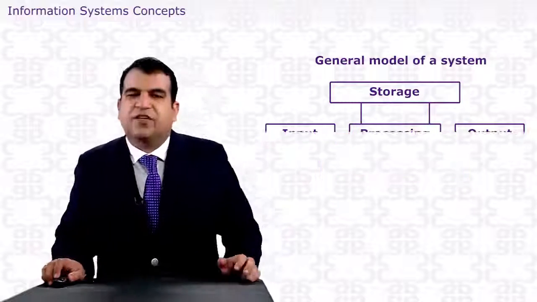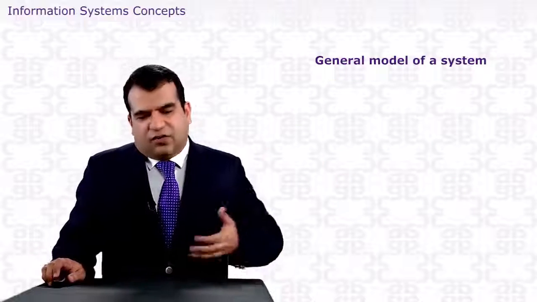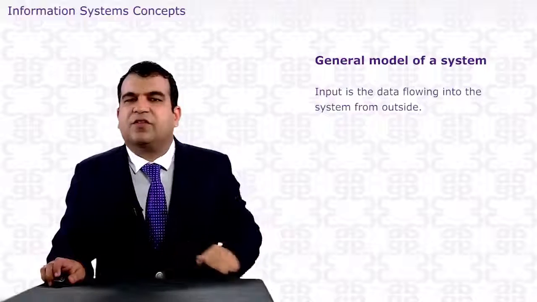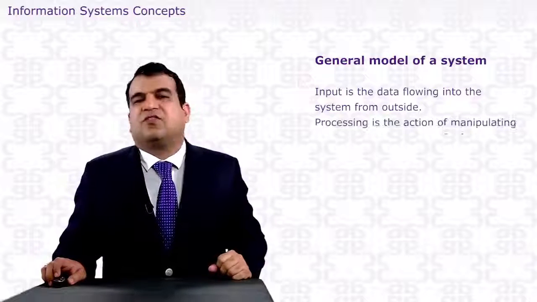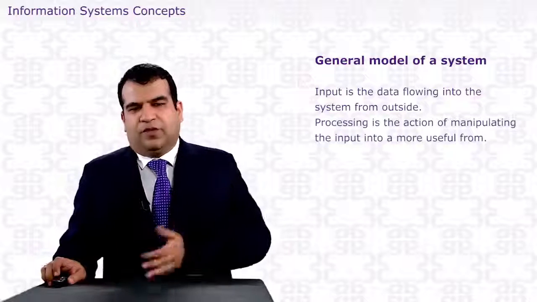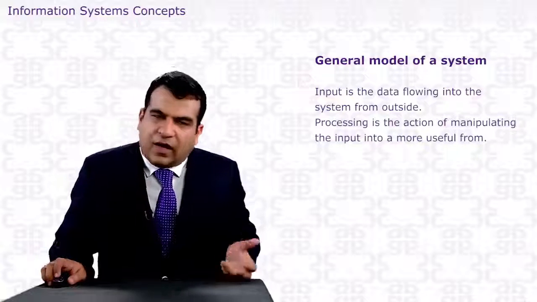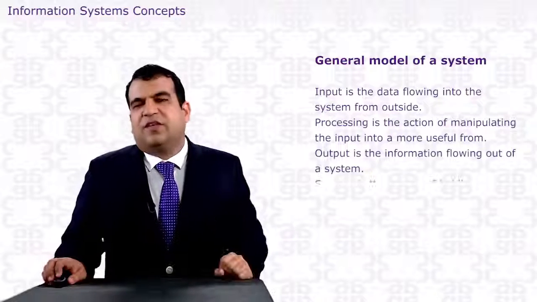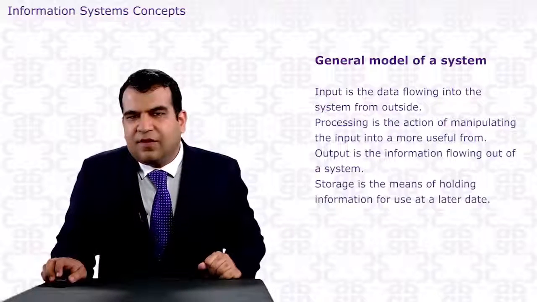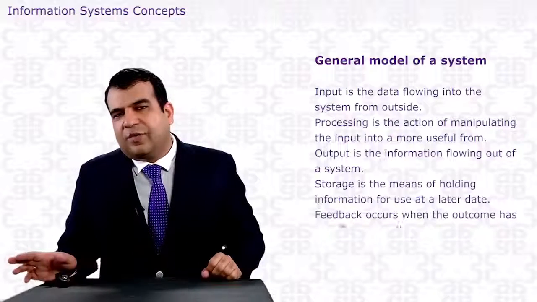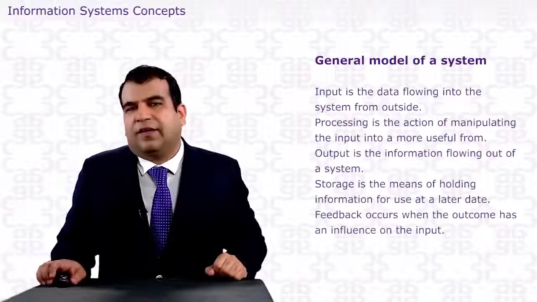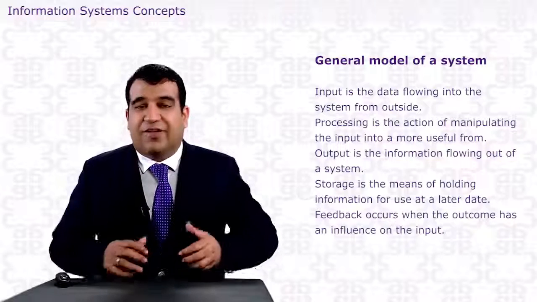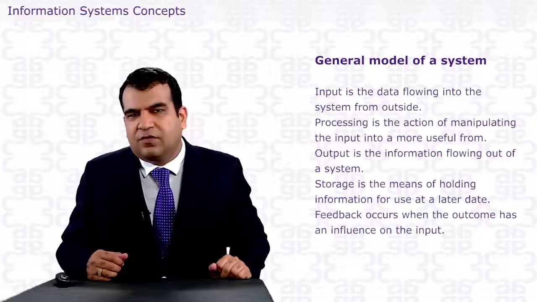To go by definition for an information system, input is the data flowing into the system. Processing is the action of manipulating input into a more useful form. Output is the information flowing out of the system. Storage is a means of holding information in a system, and feedback occurs when the outcome has an influence on the input. So these 5 terms explain what is known as a general model of a system.